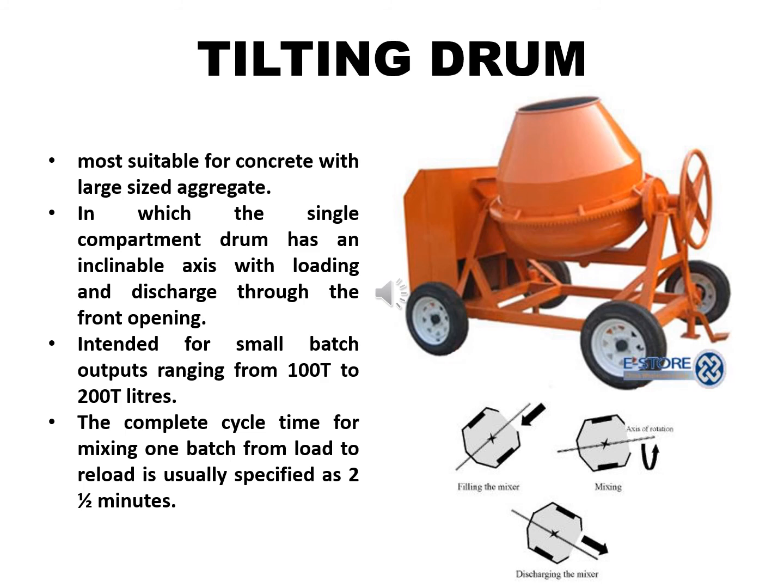Tilting drum is the most suitable for concrete with large size aggregate, in which the single compartment drum has an inclinable axis with loading and discharge through the front opening. It's intended for small batch output ranging from 100 to 200 liters. The complete cycle time for mixing one batch from load to reload is usually specified as 2.5 minutes.